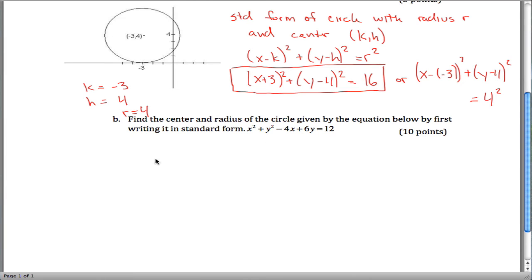The way I do that is, hold on one sec, beauty of the pause button. So let's see, we were working on this equation here, and the way I solve these is I group the x's together and the y's together. So we've got an x squared minus 4x, throw those over here, and a y squared plus 6y, put those over here, and then the 12, we'll deal with that later.